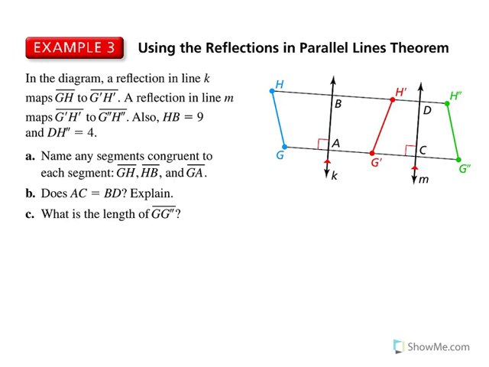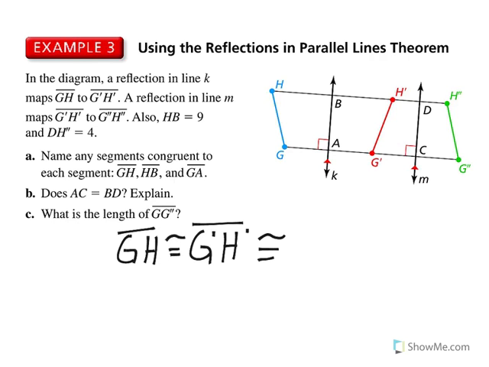So let's look at this first example. In A, it says to name any segments congruent to each segment. First, segment GH is going to be congruent with all the line segments that are reflected. If I reflect it, it's still going to have that same length. It's still the same size, still the same shape. So it would be congruent with G prime, H prime. And even if I reflect it again, it's going to be congruent with G double prime, H double prime.